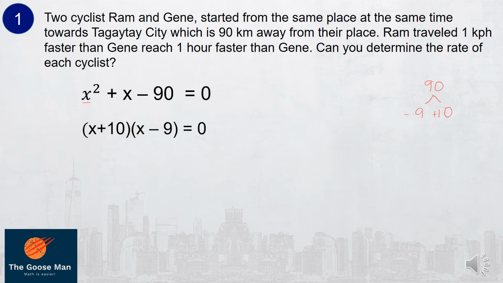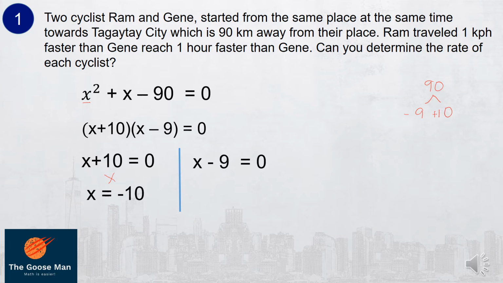Then I will isolate: x plus 10 is equal to 0. Solving further for x, x is equal to negative 10. But I'll disregard this x because we are looking for the rate. There is no such thing as a negative rate, right? On the other hand, I have here x minus 9 is equal to 0. So x is equal to 9.